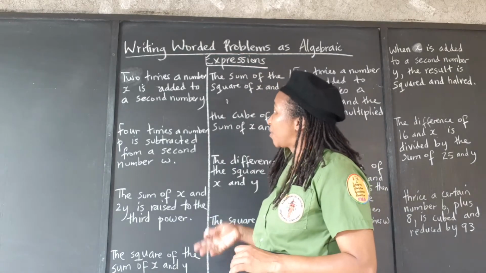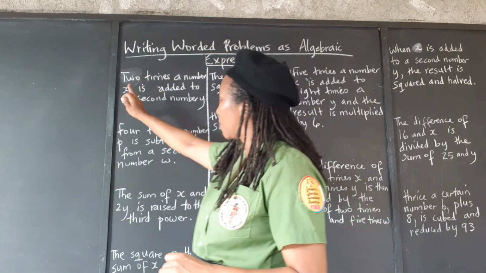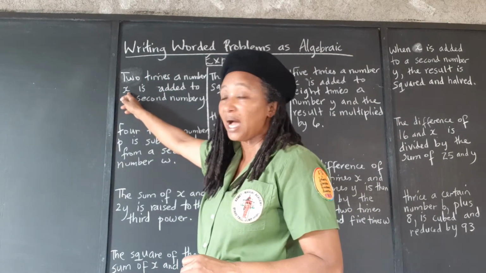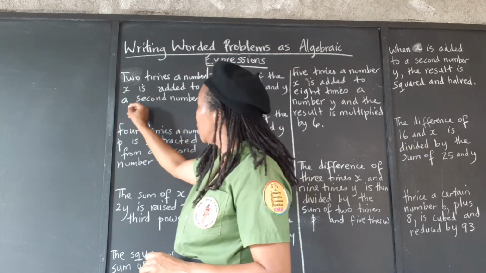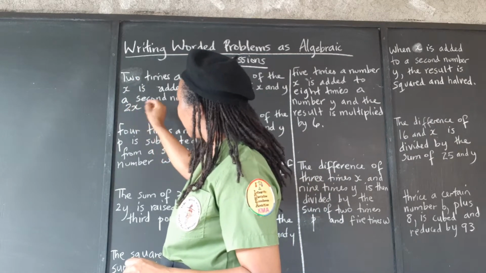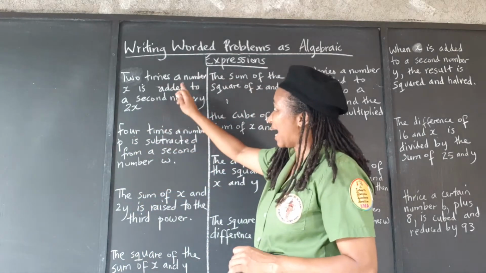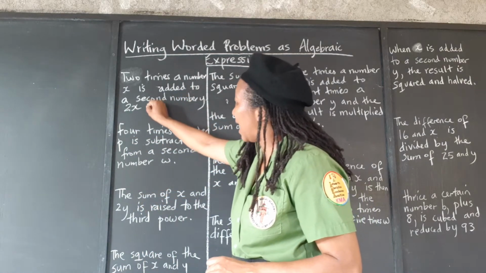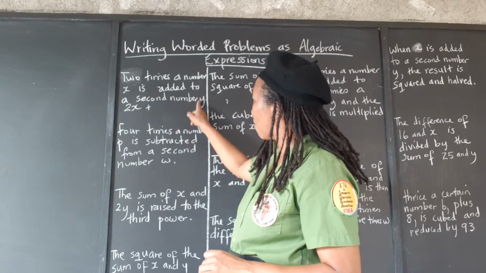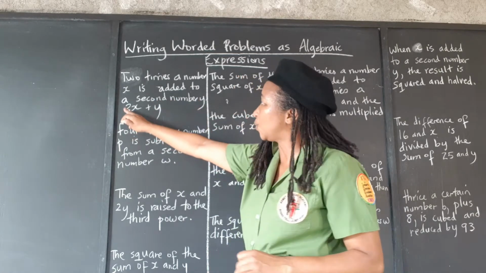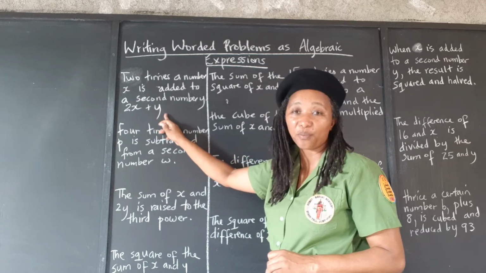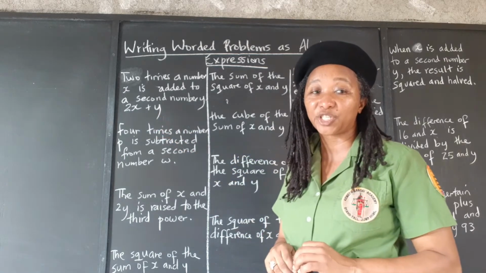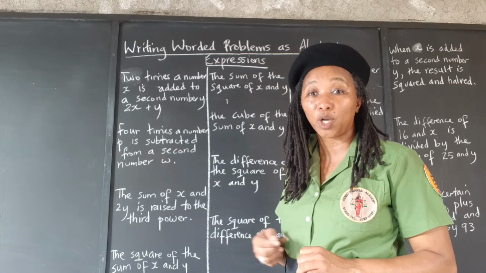So 2 times a number x, we're going to use x to represent the first number, and they're telling us that we're supposed to multiply the first number by 2. So 2 times x is added to a second number y. Okay? So 2 times a number x is added to a second number y. That is our expression. 2x plus y.